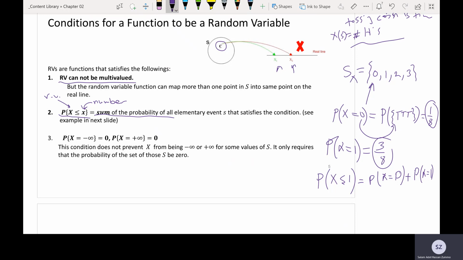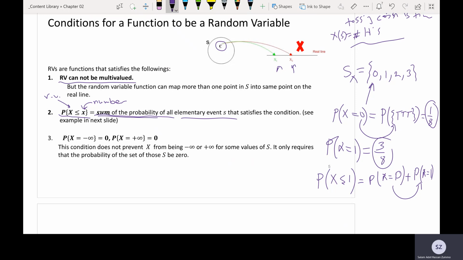Why did we do plus? Because the event X equals 0 is mutually exclusive from X equals 1. If you have 0 heads, you cannot have 1 head, right? So they are mutually exclusive, and because of that, we added them. So the probability that X is less than a specific number, small x, is the sum of the probabilities of all elementary events that satisfy this condition.